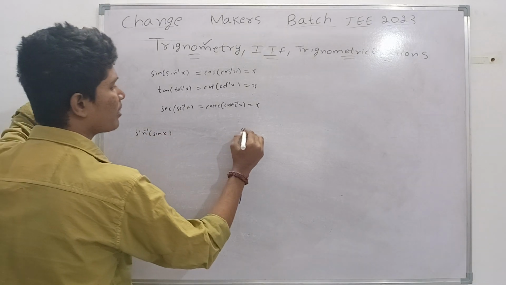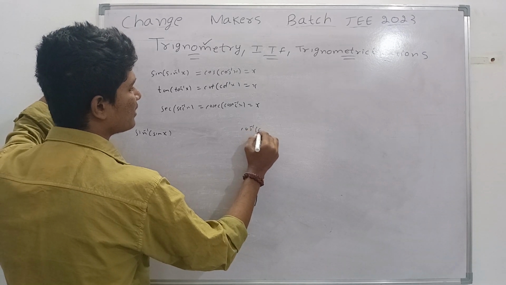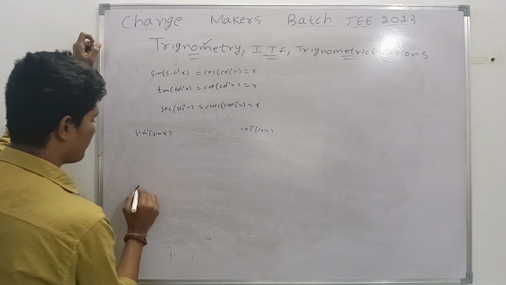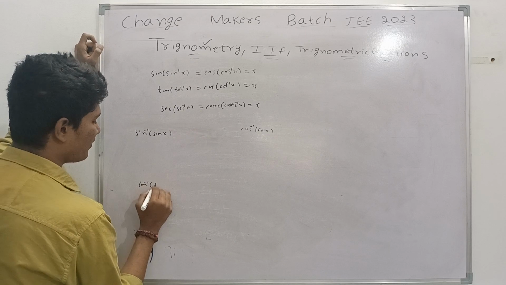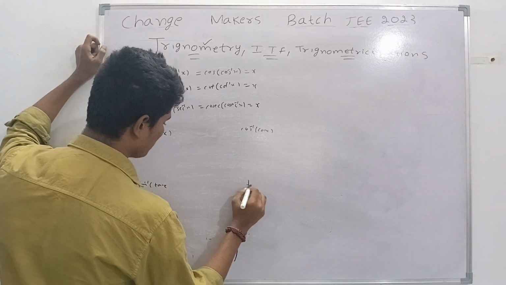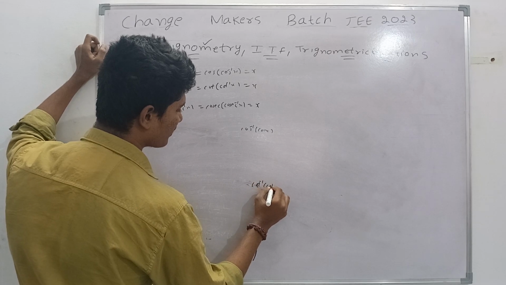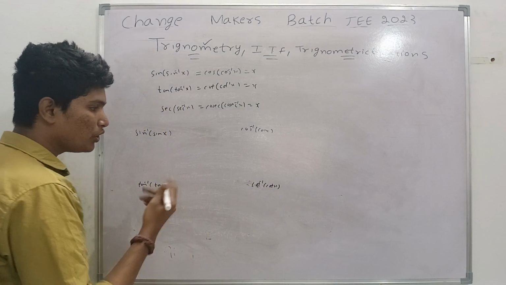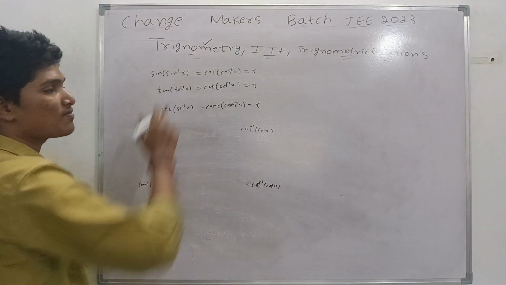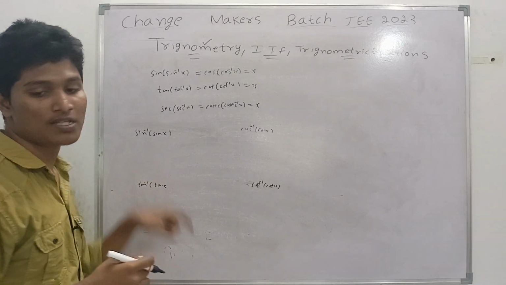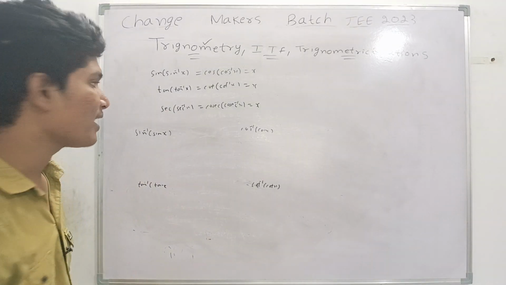And next, cos inverse of cos x. Next, tan inverse of tan x. And next, cot inverse of cot x. When you do the reverse property, sine of sine inverse x is nothing but x, but sine inverse of sine x is not simply x; you have to check in the graph.